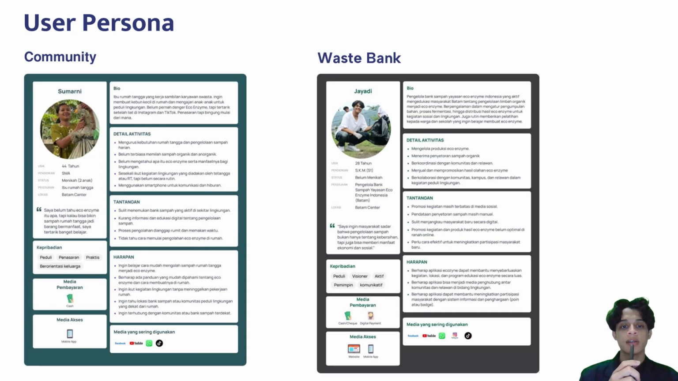Next, user persona section. Representing two main user groups, community member and waste bank operators. On the left, we have Sumarni, representing the community user. She's a 46-year-old housewife who manages household waste and wants to learn more about proper waste management and recycling. Her main challenges include limited knowledge about organic waste and difficulty connecting with active waste banks. Her goals are to better manage household waste and contribute to a cleaner environment.